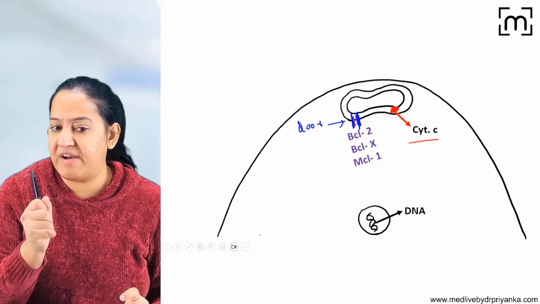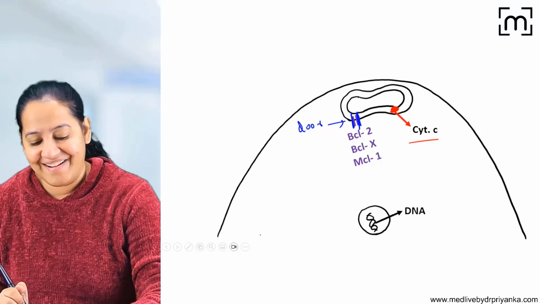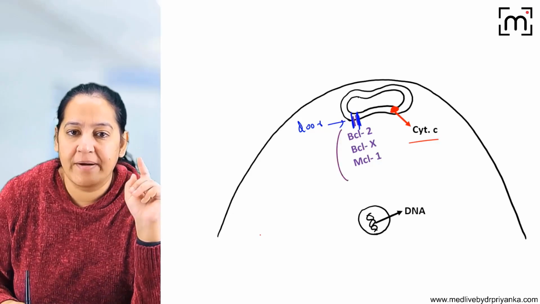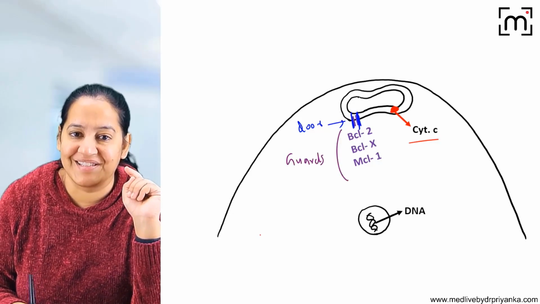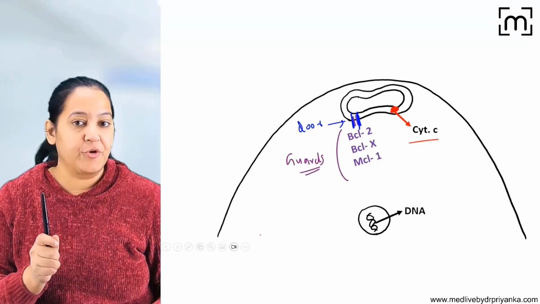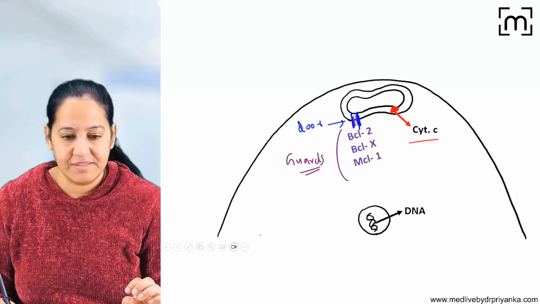Is there someone who's preventing the cytochrome C from coming out? Yes, there are 3 guards. God has provided 3 guards there. The guards are sitting there, which prevent the cytochrome C from coming out. They close the door. They do not allow the cytochrome C to come out.